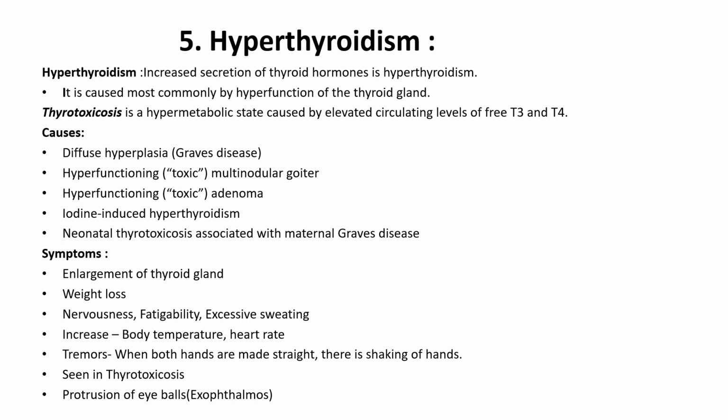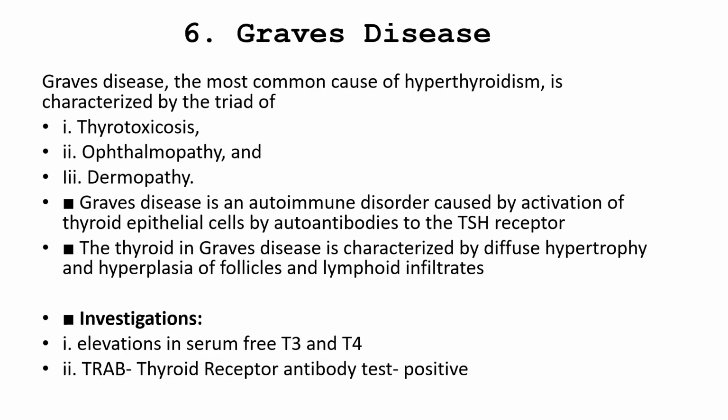And in the investigations, T3 and T4 are increased and TSH is decreased. Graves' disease is the most common cause of hyperthyroidism, characterized by a triad of thyrotoxicosis, ophthalmopathy, that is exophthalmos, and dermopathy.